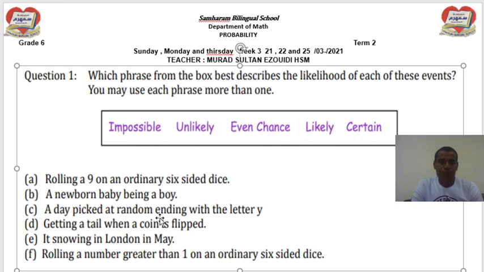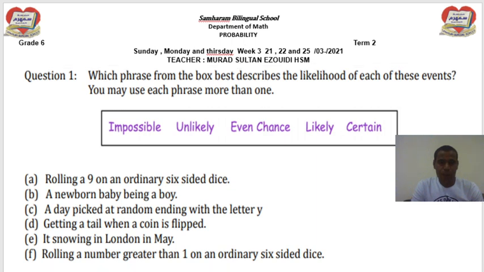And then for sub question e, it's snowing in London in May. Yes, it's unlikely. And then rolling a number greater than 1 on an ordinary 6-sided dice. The numbers that you can obtain when you roll a 6-sided dice are 2, 3, 4, 5 and 6, so it will be likely, more than 3 over 4. This is about question number 1.